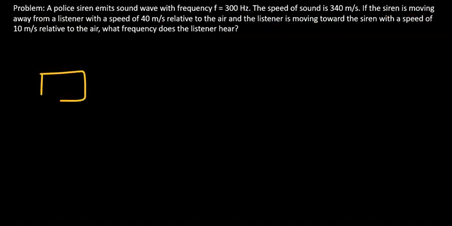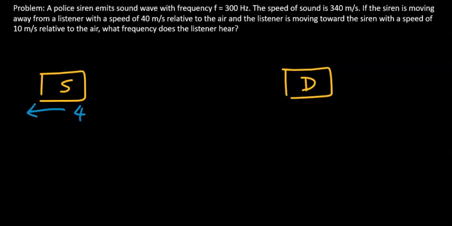So what you have is the source, the police siren, and the detector, the listener. The source is moving away from the detector with a speed of 40 meters per second relative to the air. The air is the medium of the sound wave transmission. The listener is moving toward the siren, meaning the detector is moving towards the source with a speed of 10 meters per second relative to the air.